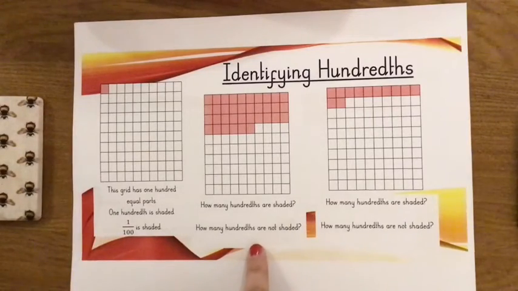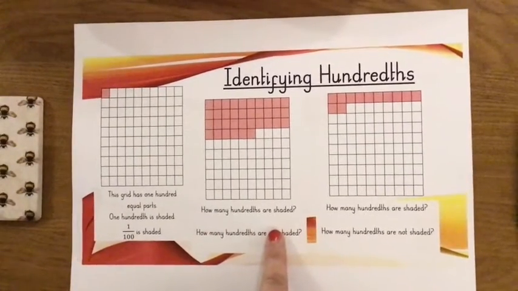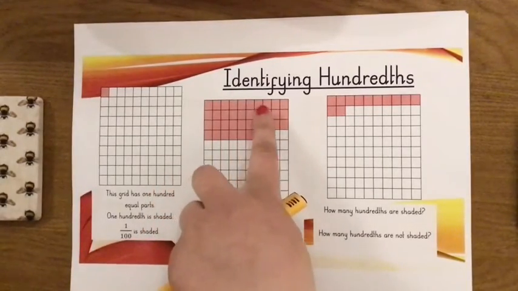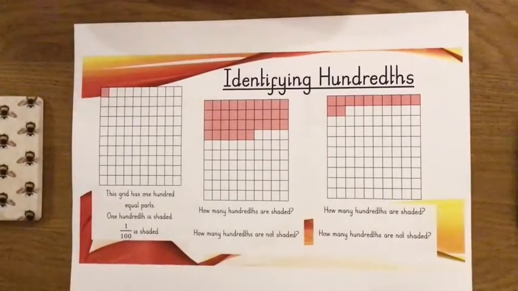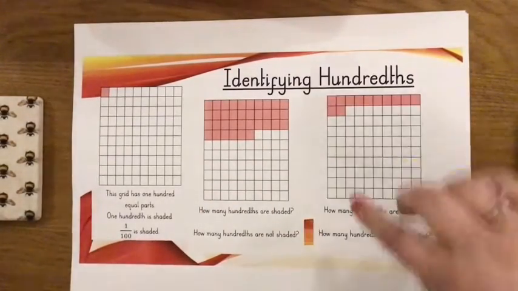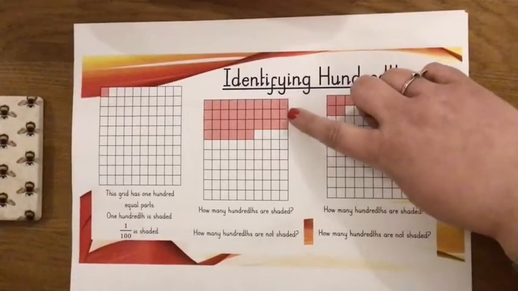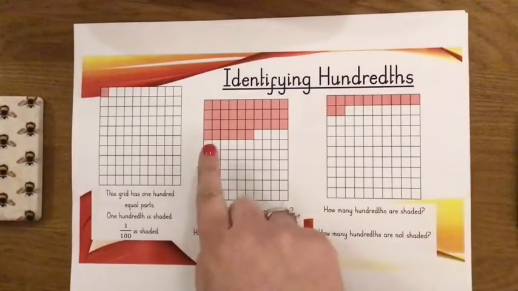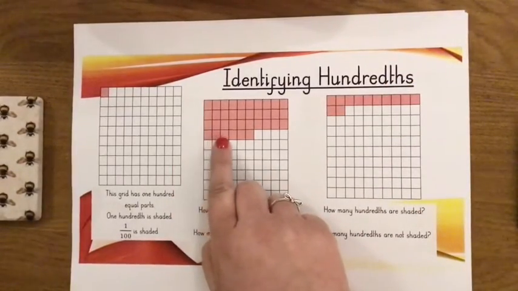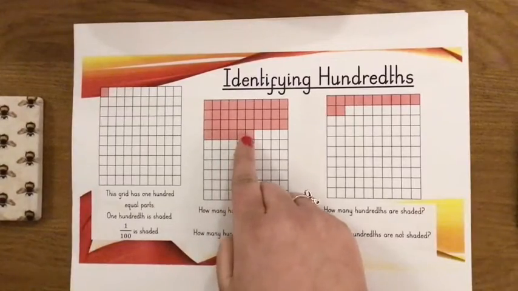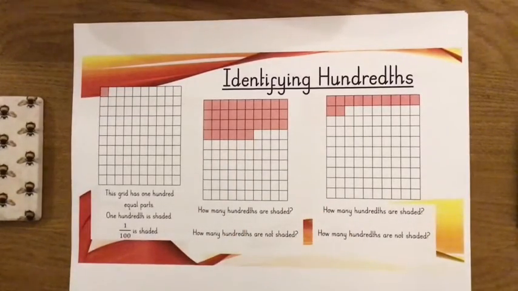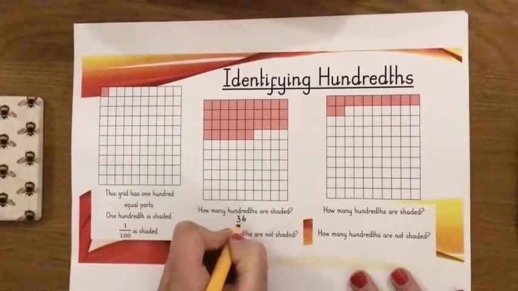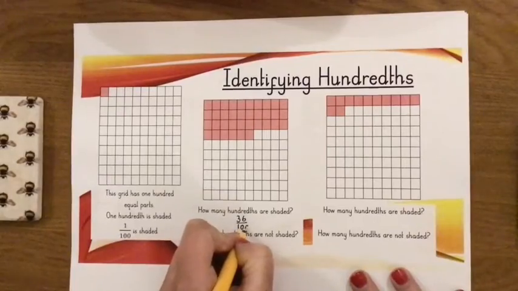Okay, here then, how many hundredths are shaded? Now if I know that I've got 10 squares in each row, I could use my 10 times table to count these, which will be a little bit quicker. So I know I've got 10, 20, 30. Now I haven't got a full 10 here, so I'm going to have to count them individually. 31, 32, 33, 34, 35, 36 out of 100. So I know that 36 hundredths are shaded.